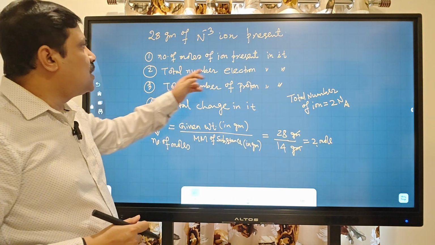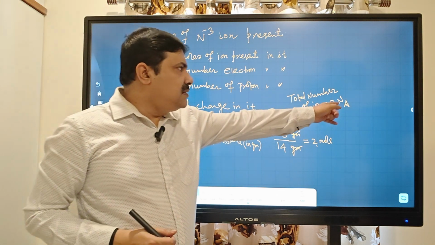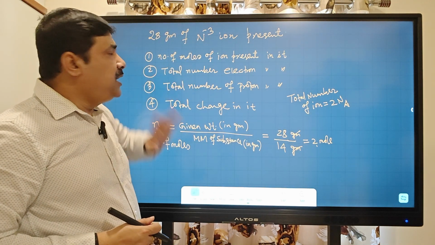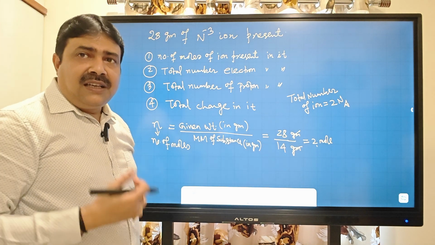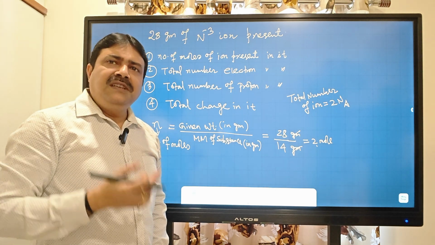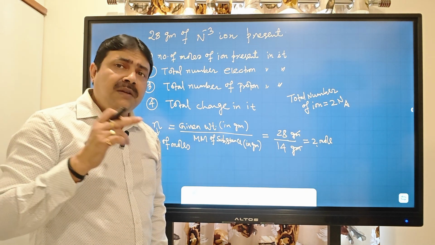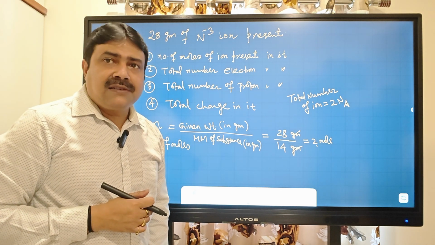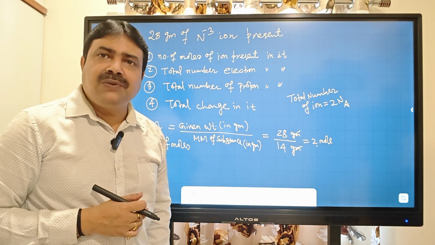Now they are asking the total number of electrons. Now look, the total number of ions is how many? 2 into Na. Then look at how many electrons are there in one ion. Nitrogen atomic number you need to remember. Nitrogen atomic number is 7. So that means in a neutral atom, the atomic number represents that many electrons and that many protons should be present. That's why every atom in elemental form is neutral.